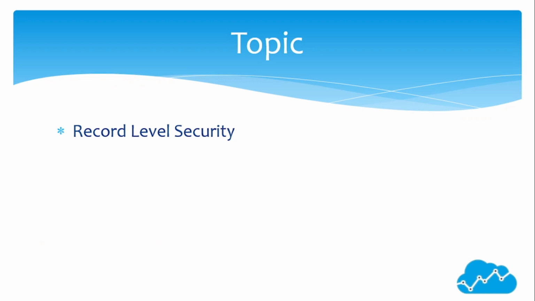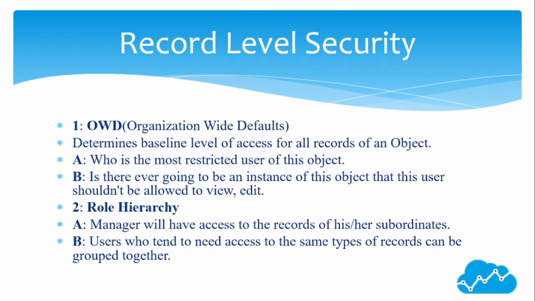The topic we are going to cover in this session is record level security. OWD, organization wide defaults, determines the baseline level of access for all records of an object. Who is the most restricted user of this object? Is there ever going to be an instance of this object that this user should not be allowed to view or edit? Role hierarchy: a manager will have access to the records of his or her subordinates.